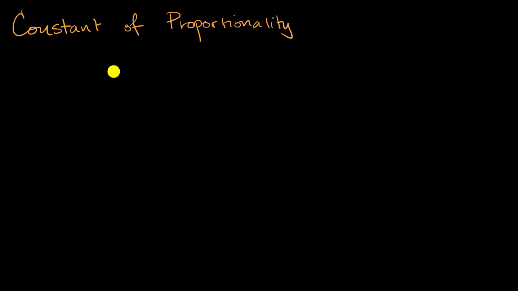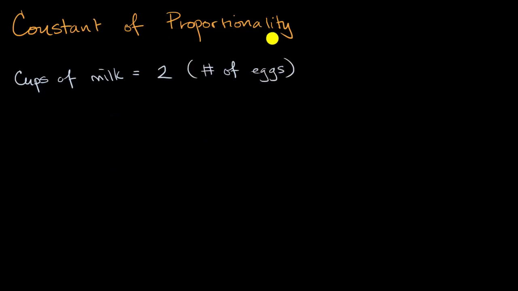Maybe it's some type of muffin. And we know that depending on how many muffins we're trying to make, that for a given number of eggs, we always want twice as many cups of milk. So we could say cups of milk is going to be equal to 2 times the number of eggs. So what do you think the constant of proportionality is here, sometimes known as the proportionality constant? Well, yes, it is going to be 2.